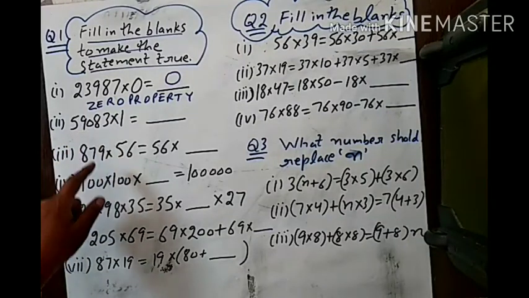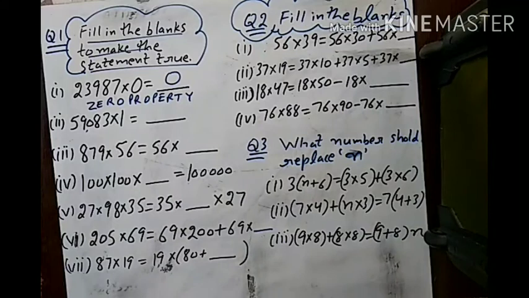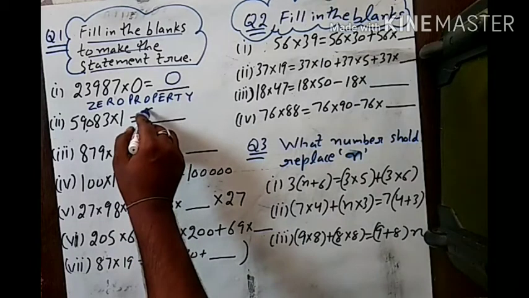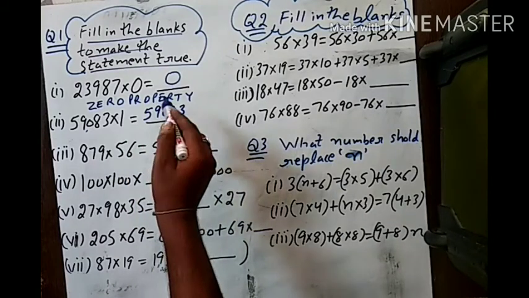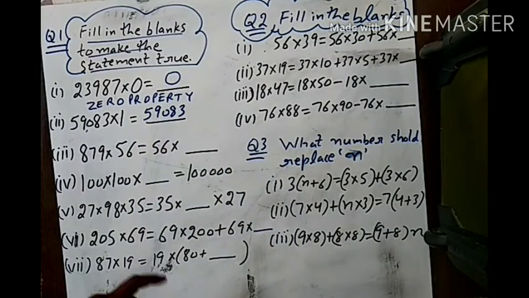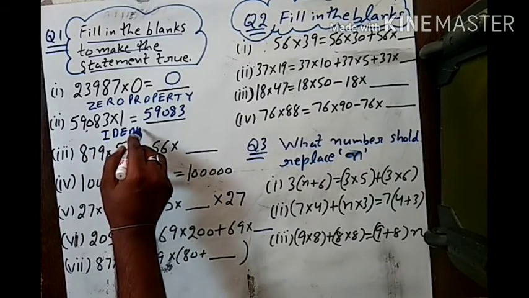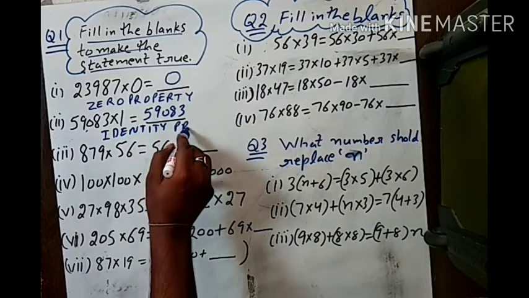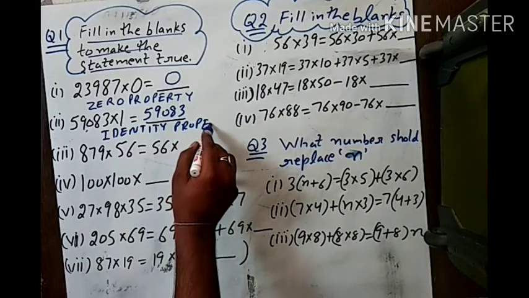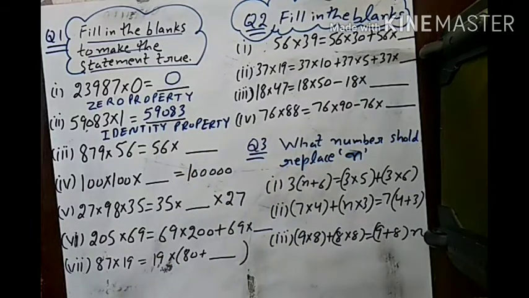Here question number 2. 59,083 is multiplied by 1. When any whole number is multiplied by 1, the answer is the same. So 59083 is the answer. Now which property will be there? Here I will write identity property. Or in other words, we can say this is multiplicative identity. One is called the multiplicative identity.